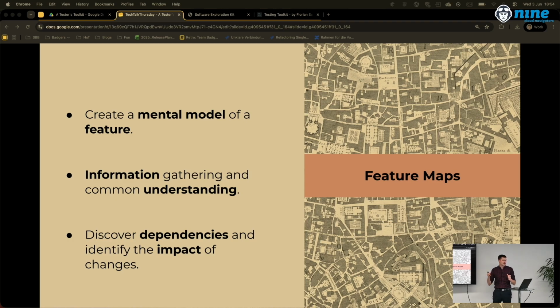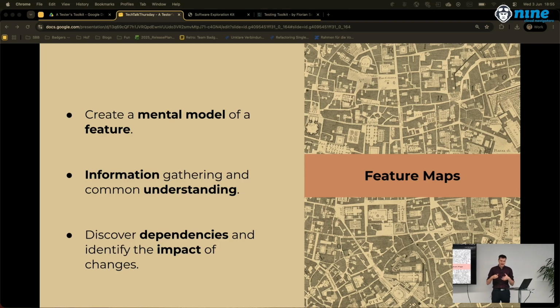You can create a mental model of a feature. It doesn't have to be a feature. It depends on how big it is and how complex. It can also be a single functionality. It can be a component, a module. I think everybody has another. You have to feel comfortable when you look at the feature map. It doesn't have to overwhelm you. You have to feel comfortable, and it needs to help you with what you want to do.